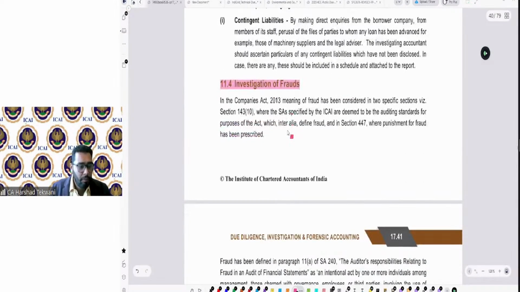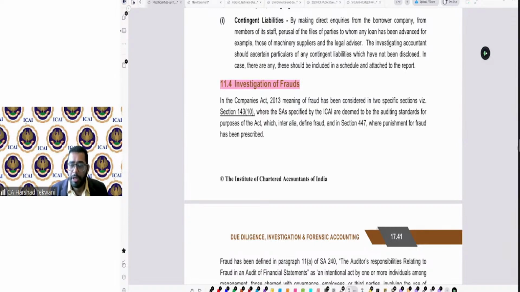Now, when it comes to investigating frauds, it is an important section for chartered accountants. As a statutory auditor, section 143(12) requires us to provide details about any identified fraud, or if we have reason to believe that fraud has been or is being committed by the company, or by an employee of the company, or on the company. And there is section 447, where the punishment for fraud has been prescribed under the Companies Act.